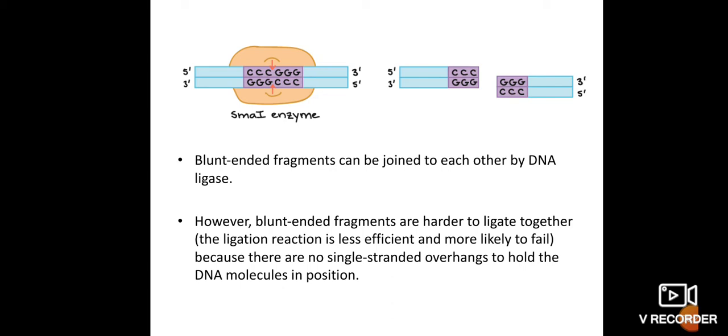It cuts straight. Blunt-ended fragments can be joined to each other by DNA ligase. However, blunt-ended fragments are harder to ligate together. The ligation reaction is less efficient and more likely to fail because there are no single-stranded overhangs to hold the DNA molecules in position. So, restriction enzymes can cut either by producing sticky ends or blunt ends.